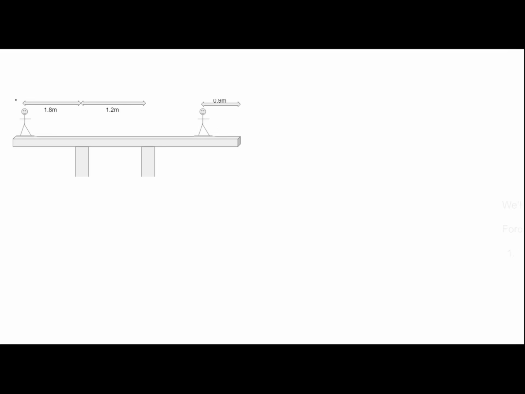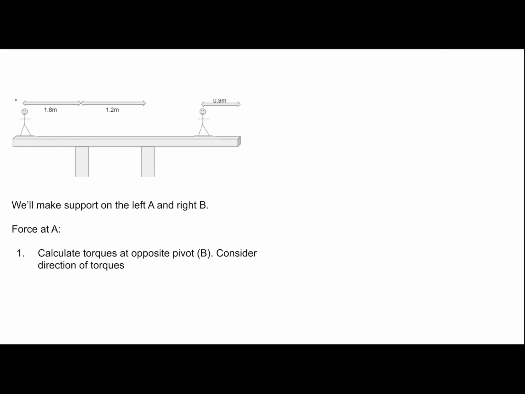Alright, so let's say that the support on the left is A and the support on the right is B. To find the force at A, we need to make B the pivot point, and we're going to consider all the torques around B. Kevin's going to be providing a downwards force. It's going to curve around, so it's going to go in the anti-clockwise direction. Then our weight force of the bar.